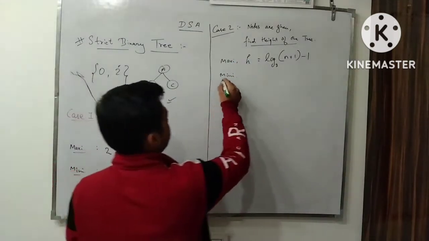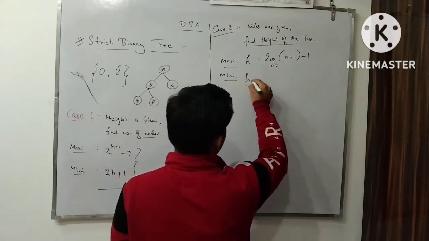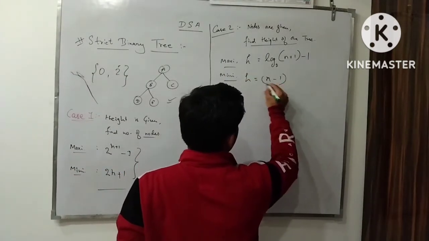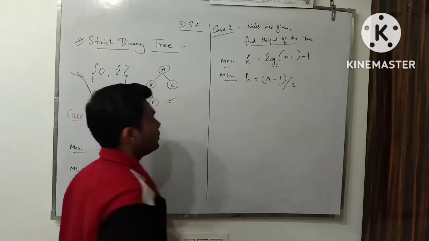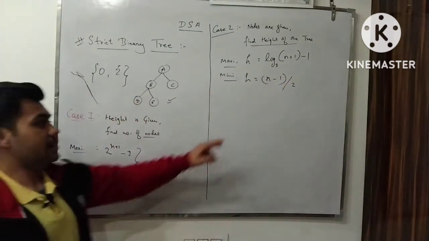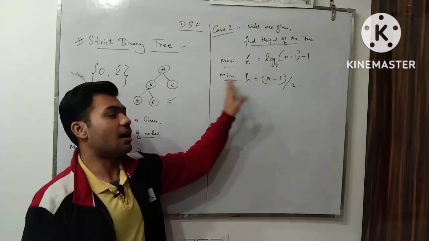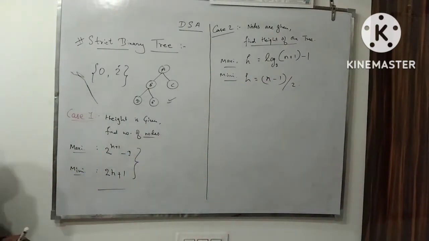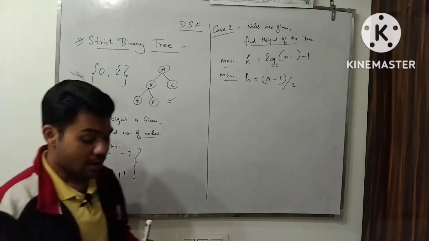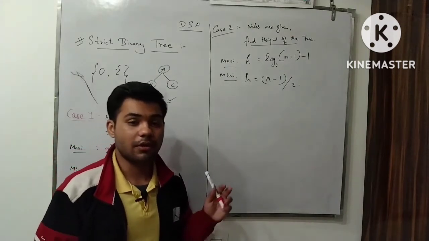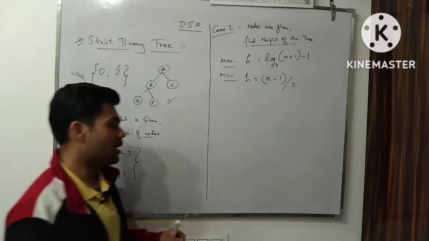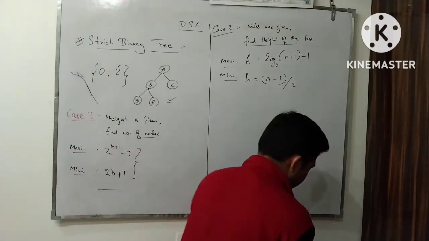Okay, and for the minimum, what is the formula? h equals (n minus 1) divided by 2. Here n is the number of nodes and h is the height of the tree. With the help of these formulas, we can easily calculate the maximum and the minimum height of our strict binary tree. I hope till here you are understanding well, and now let's move on further.